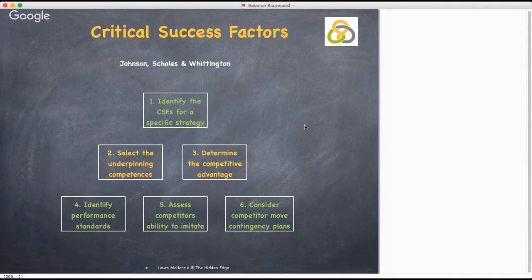Johnson, Scholes and Wittington present key success factors as performance differentials, the things that will enable an organisation to win customers or supply the market more efficiently. They didn't invent the term, and it is sometimes used by other authors to refer to any element essential for a strategy to be successful.